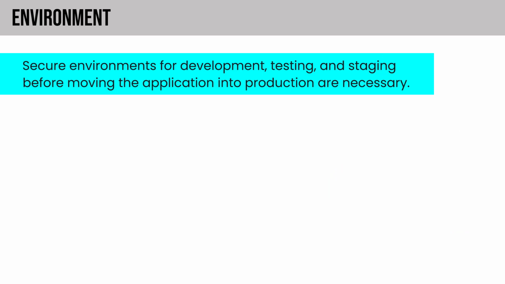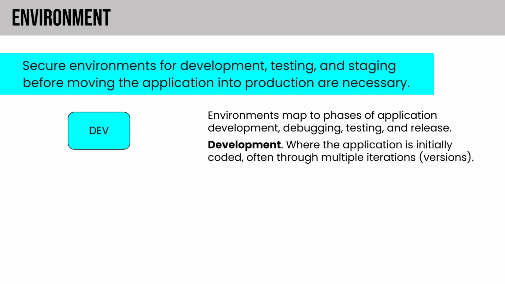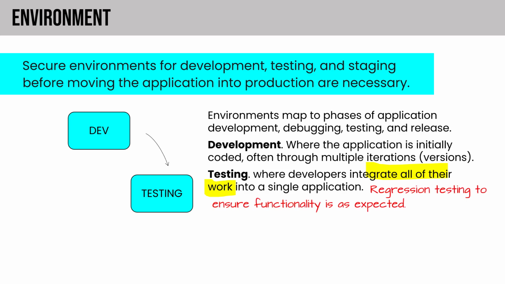So secure environments for development, testing, and staging before moving an application to production are an absolute necessity. So environments map to the phases of application development, debugging, testing, and release. So we have a development environment where the application is initially coded, often through multiple iterations or versions. And testing, where developers integrate all of their work into a single application. This is where regression testing happens to ensure functionality is as expected.